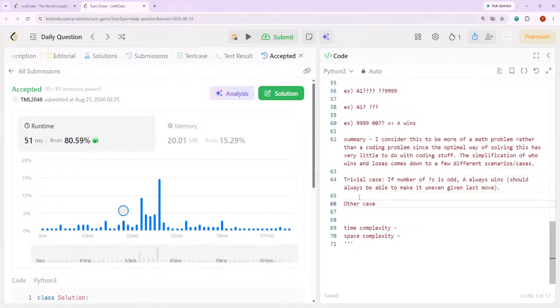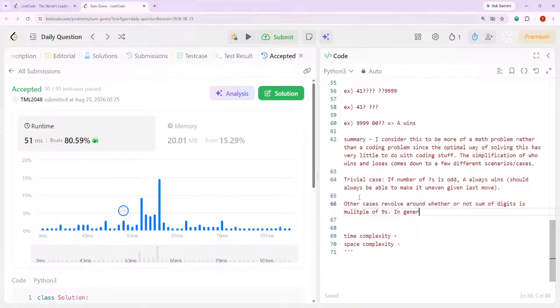Other cases revolve around whether or not the sum of digits is a multiple of 9.